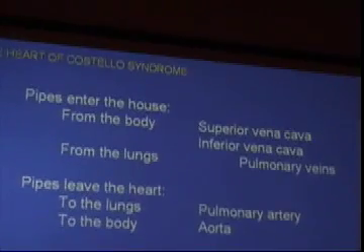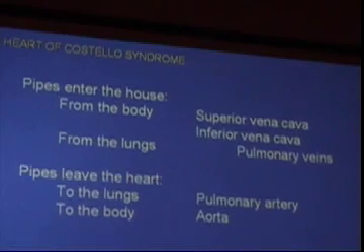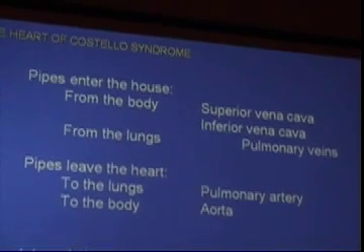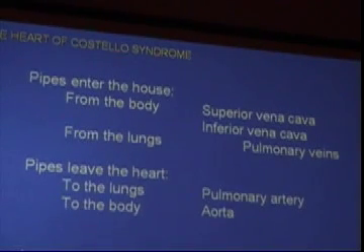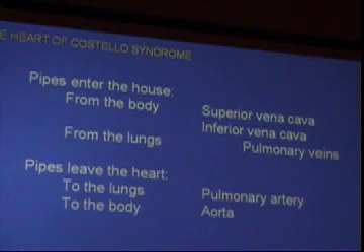Now, in addition to these rooms, those basic swinging doors, those basic valves, are the pipes, or the plumbing. The pipes that enter the house from the body are called the superior vena cava, the inferior vena cava, and from the lungs the pulmonary veins. But then we've got the plumbing that has to leave the heart. The big arteries, those really important ones, the ones that go to the lungs, are called the pulmonary artery, the main pulmonary artery, and then it branches into right and left. And then the big one that goes to the body is that big arch, the aorta. There's internal plumbing, coronary arteries, and an electrical system called the conduction system.